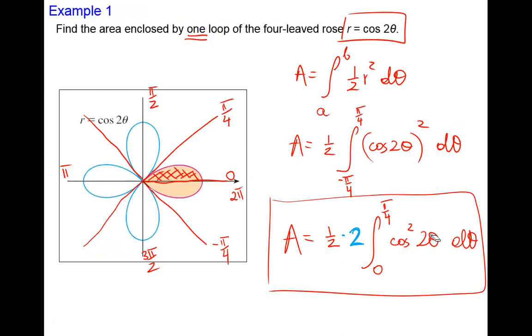Okay, how did we get the 2? Can you see the limits? I did change the limits of integration from 0 to pi over 4. That means this integral with these limits represents half of the loop. Then I have to multiply by 2 to cover the other half. That's the blue 2, not Bluetooth, blue 2. And 1/2 is part of the formula. Always 1/2. And of course, 1/2 and 2 is gone.